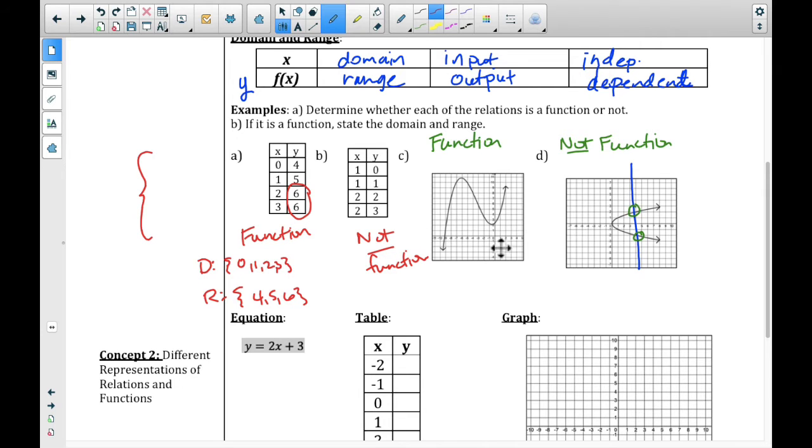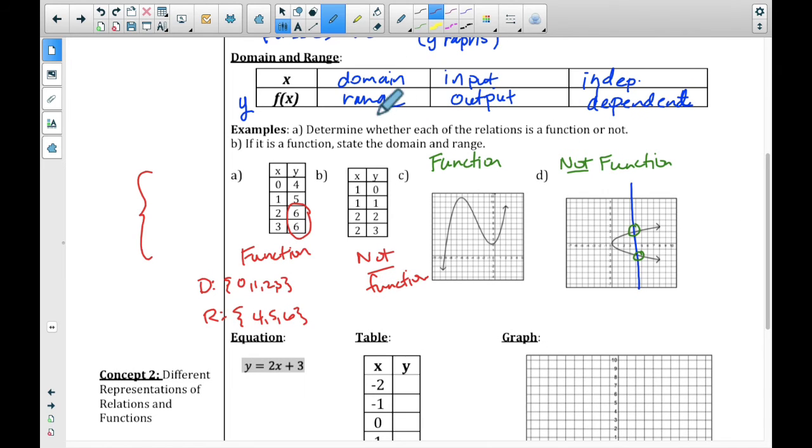Okay, let's talk about domain and range here. The arrow means it goes forever, right? The domain is our x values. That means right to left. How far is it going right to left? So again, I said before, we start at the lowest.